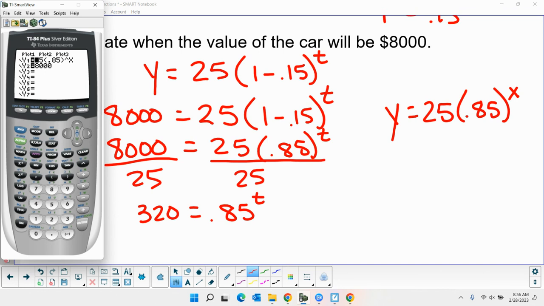25 times 0.85 to the x power, right? Oh, you know why? Since it's in thousands, I should just have put 8 maybe. Let's go to 25,000. Let me see if that works. Just maybe that's my problem. So 25,000 and then 0.85 to the x.